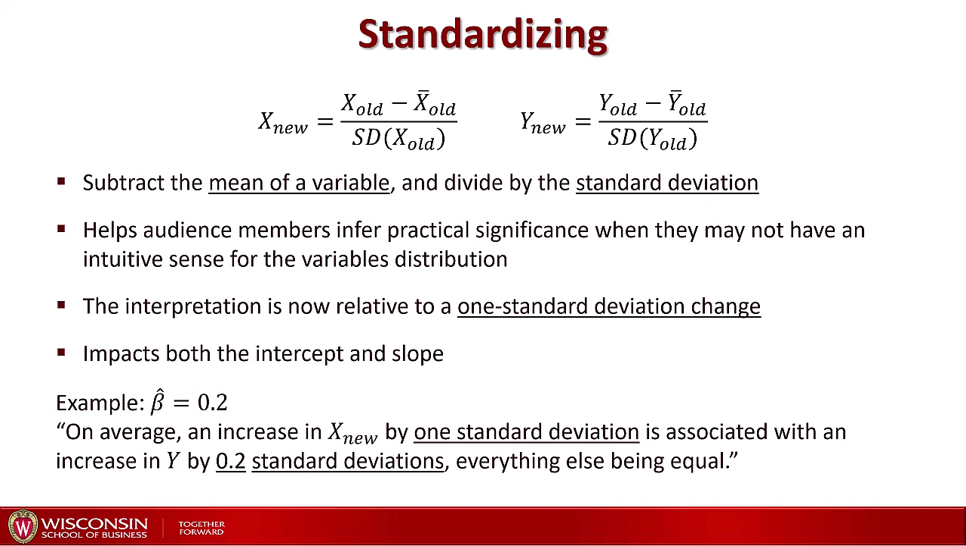Here is an example of interpretation. Let's say we find an estimated coefficient of 0.2, then the interpretation would be, on average, an increase in our new x by 1 standard deviation is associated with an increase in y by 0.2 standard deviation, everything else being equal.